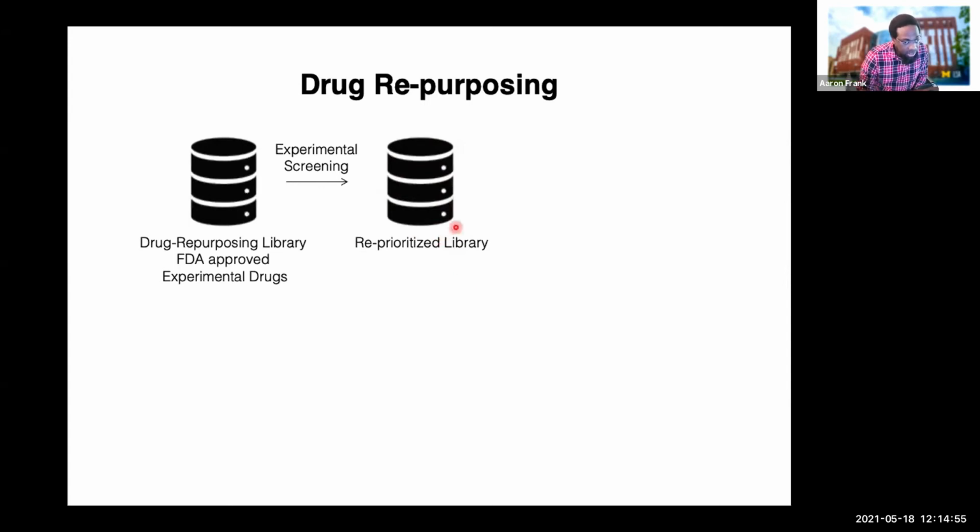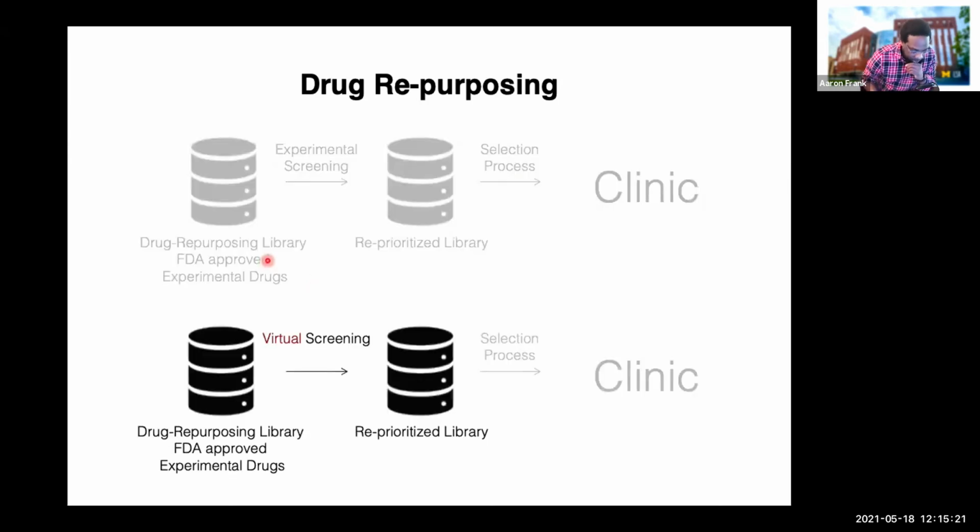So this is a really attractive strategy, and a lot of people have actually explored this experimentally, where they take some molecules that are FDA approved or experimental drugs, and they pass them through experimental screens. And the idea then is that once you do this, you can then do some kind of selection, maybe the best molecule, however you define the best molecule, and then advance it to the clinic. And so this is a much more efficient approach. If you're going to rely on experimental screening, there's still some cost associated with this process.